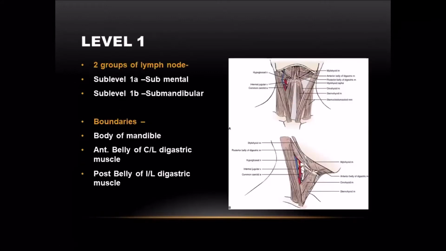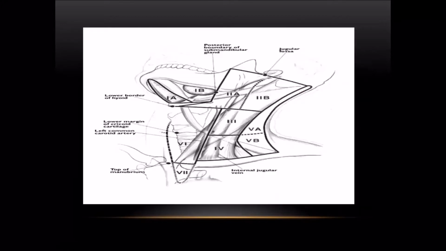The level 1 cervical lymph node has further two sublevels. Sublevel 1A is submental lymph node and sublevel 1B is submandibular lymph nodes. The boundary of level 1 lymph node includes the body of mandible, the anterior belly of the digastric muscle, and the posterior belly of digastric muscle. In this image, we can see the boundary of the sublevel 1A as well as the sublevel 1B.